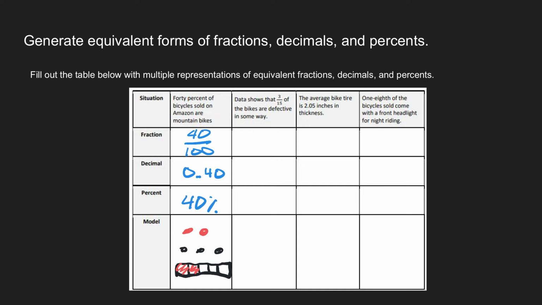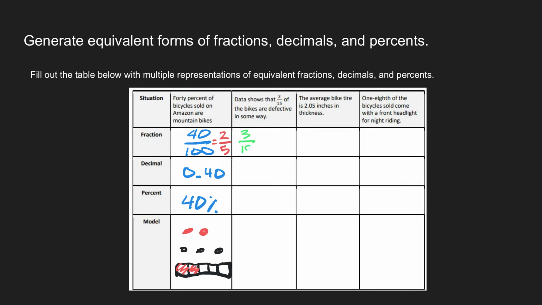Okay. Data shows that 3/15 of the bikes are defective in some way. I should note that they probably want us to simplify this one to 1/5. So you probably want to simplify that. Data show that 3/15, so let's start with 3/15.